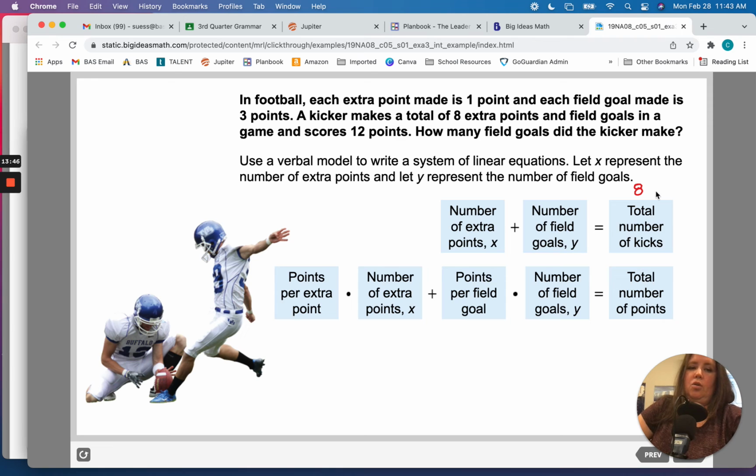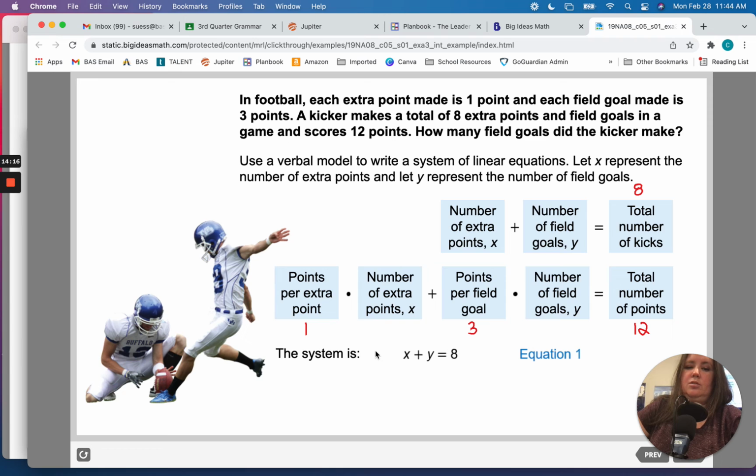So how many total kicks did we do? 8. Oh, wait, no. 12, 3, a number. Okay, how much is each extra point worth? 1. How much is each field goal worth? 3. Okay, and then how many points did he score altogether? 12. Okay, so we can plug that in. And he kicked the ball 8 times.